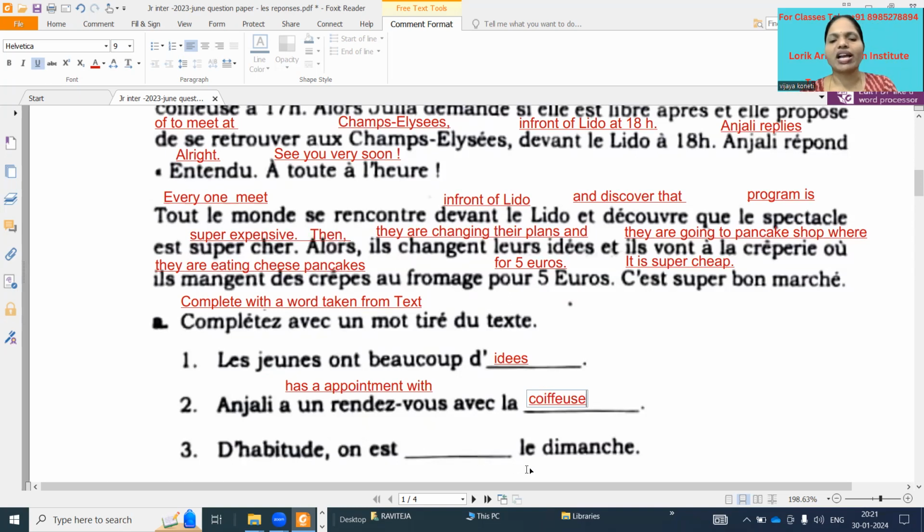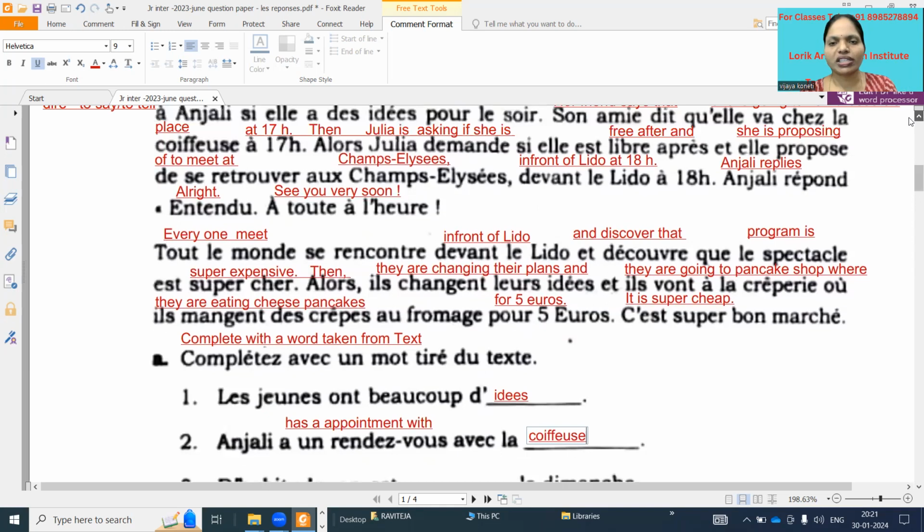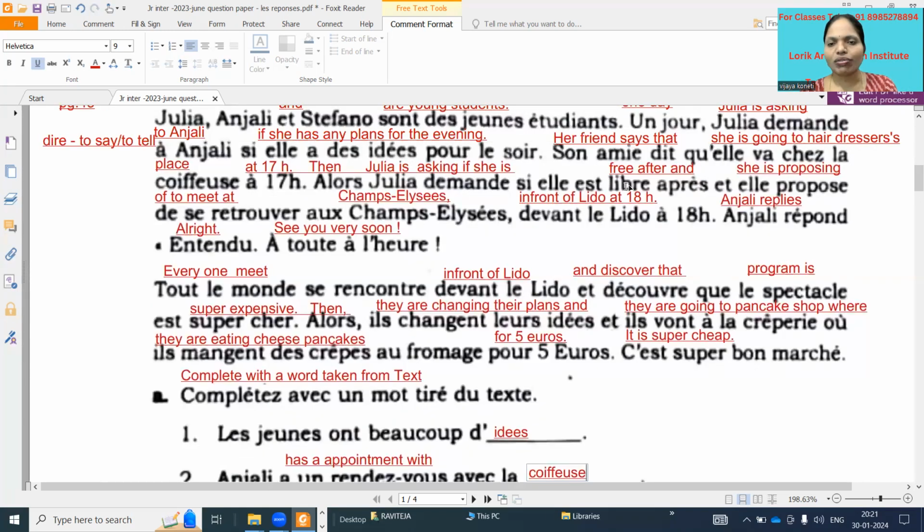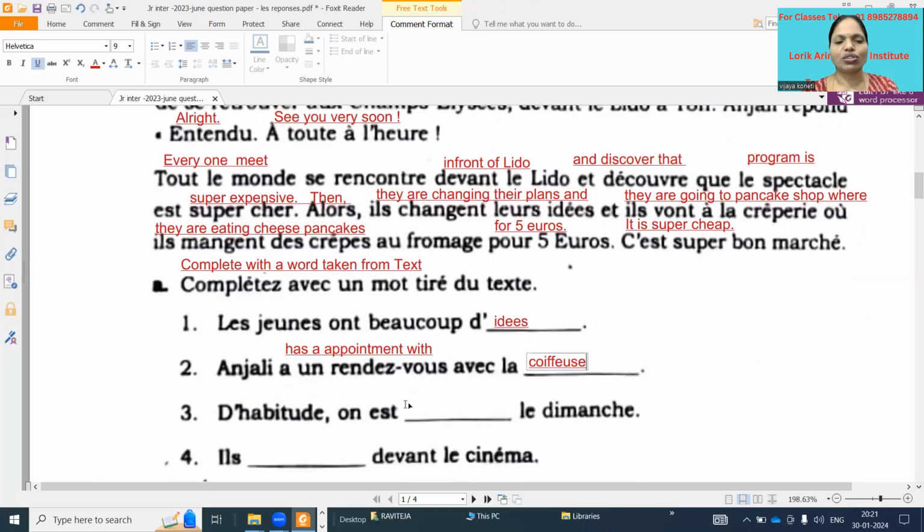Next one. D'habitude, on est dash le dimanche. Usually we are free on Sunday, right? Libre. Normally, on Sundays we are free. Okay, libre we can write. So, on est libre. We have to understand the sentence.